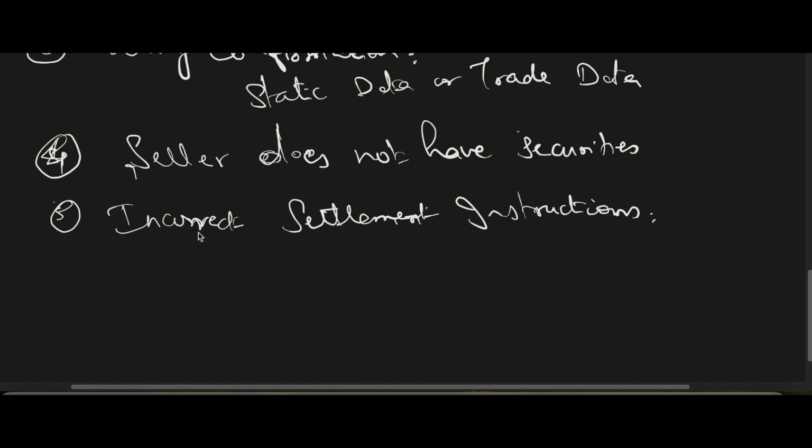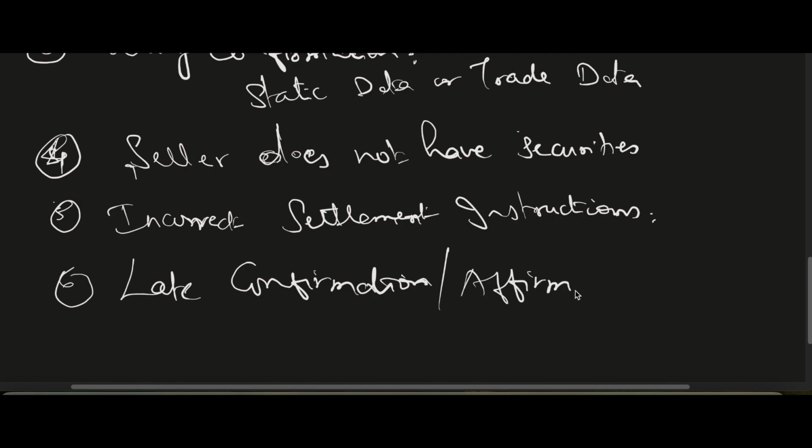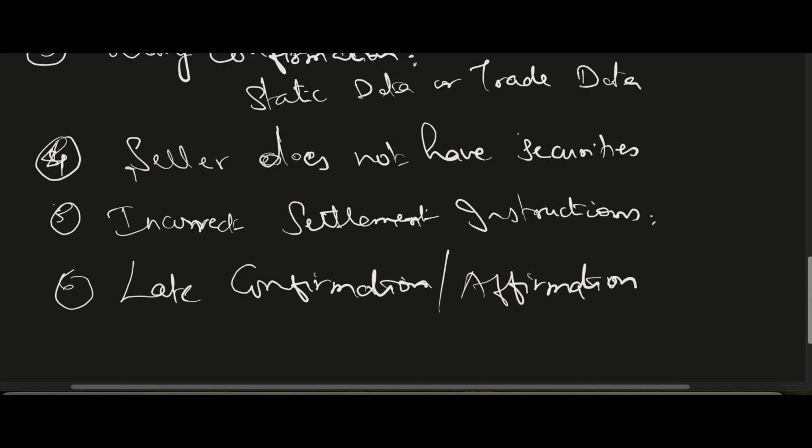Okay, then late confirmation or affirmation. The confirmation may happen too late, or it can even be the affirmation. Imagine at affirmation time, the client is supposed to check and then affirm it back to the custodian. He is unavailable, he is not reachable, and the custodian tried to reach him over phone and fax, but he is totally unreachable, maybe because he is busy with another meeting, and he affirms it too late. At that time also a trade can fail. So these are some of the reasons why a trade can fail.